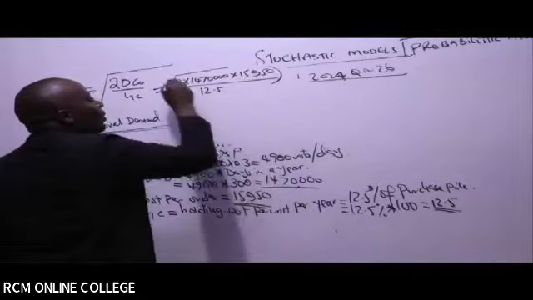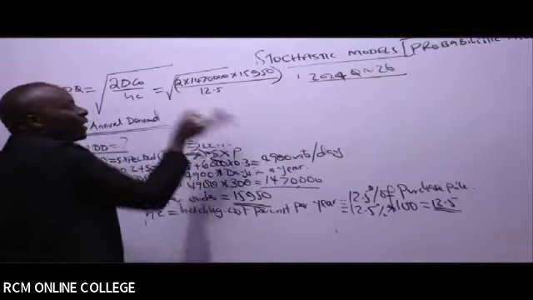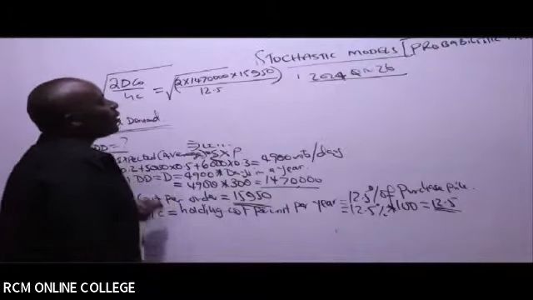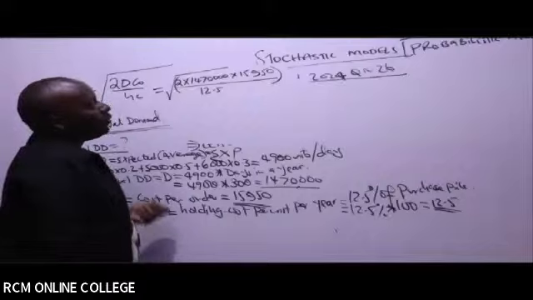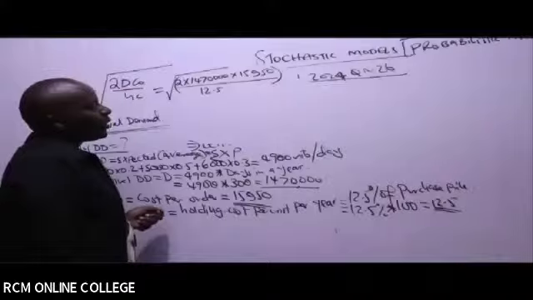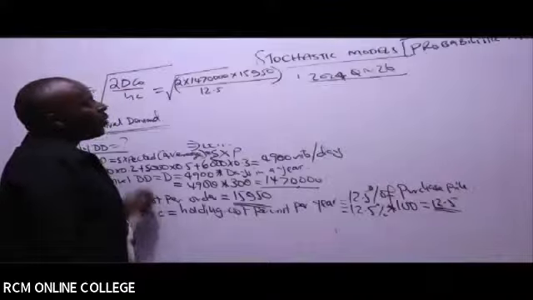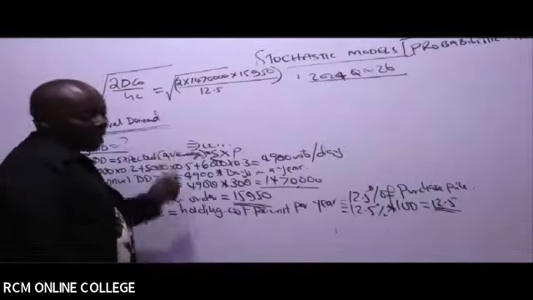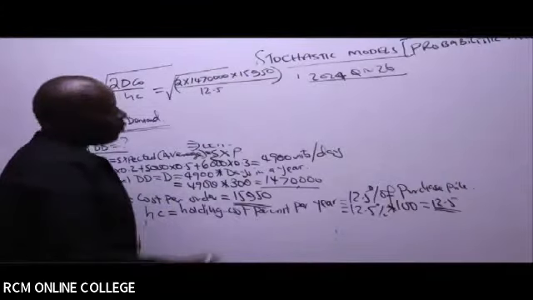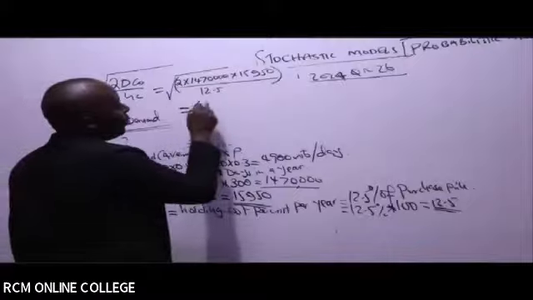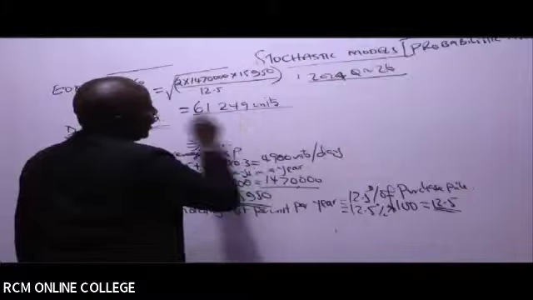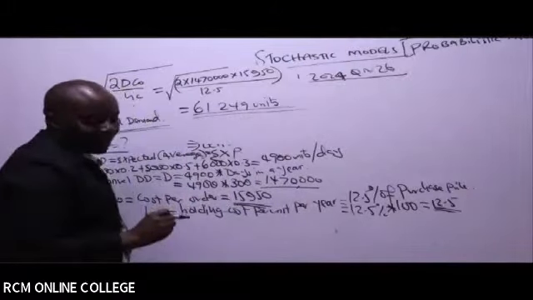My friends, first of all, start by evaluating what is inside the brackets. So we'll say 2 times 1,470,000 times 15,950 divided by 12.5. Whatever I get, I will come and say square root of that. Now the calculator is giving me 61,249 units. 61,249 units, and then I underline that.